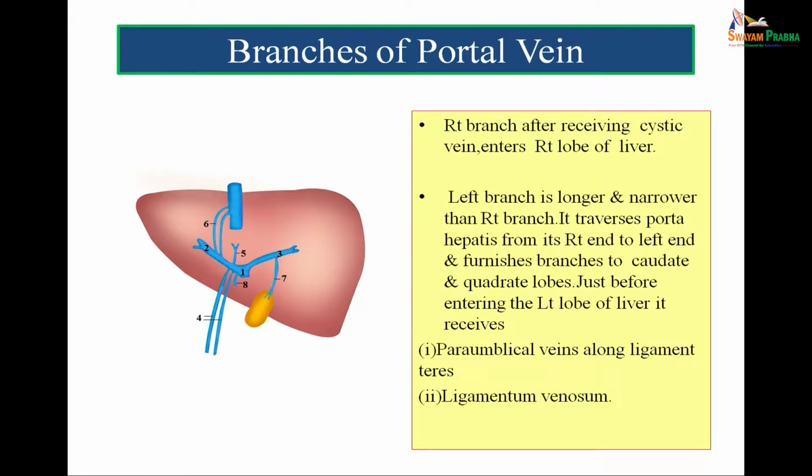The right branch enters the right lobe of the liver after receiving the cystic vein. The left branch is longer and narrower than the right branch. It traverses the porta hepatis from its right end to the left and furnishes branches to the caudate and quadrate lobes, shown by 5 and 8 in the figure. Just before entering the left lobe of the liver, it receives the paraumbilical veins along the ligamentum teres, marked by 4 in the figure, and the ligamentum venosum, marked by 6 in the figure.